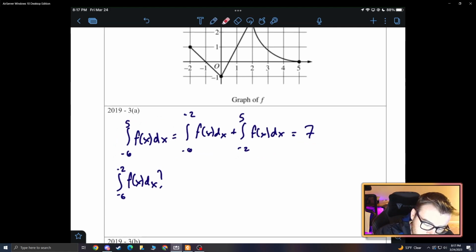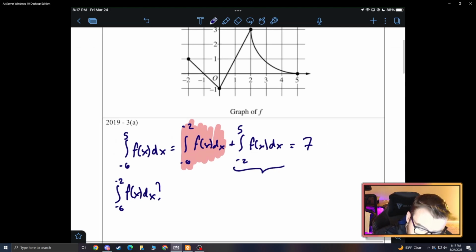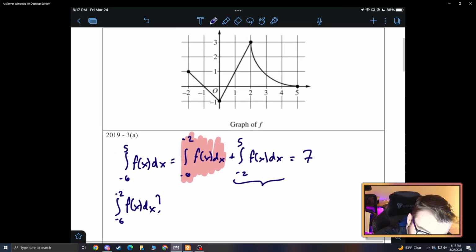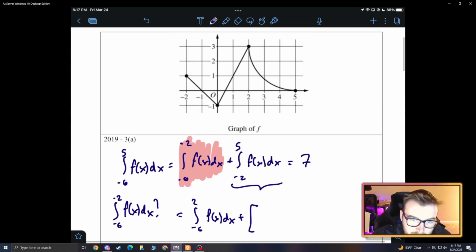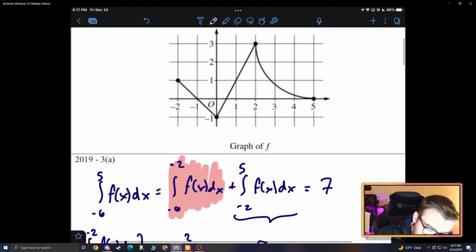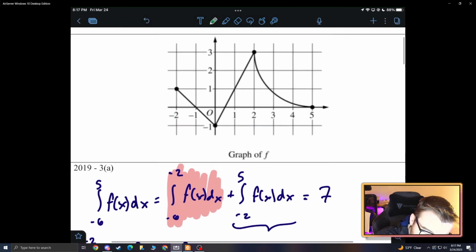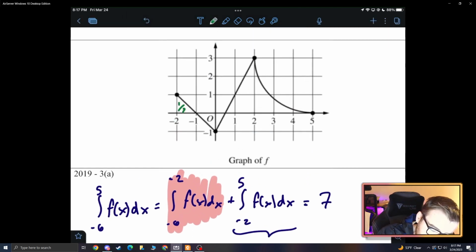So this is the thing that we're questioning, right? Do we know what this is? Indeed we do. We can calculate the integral from -2 to 5 because it's literally this region that's on the screen. We don't know the first one, but let's solve for the integral from -2 to 5. That means we're looking at the area under the curve. So this is a positive half. This is a negative half.